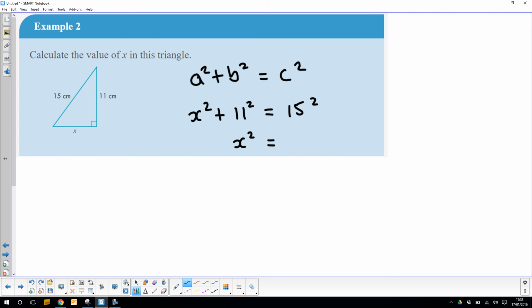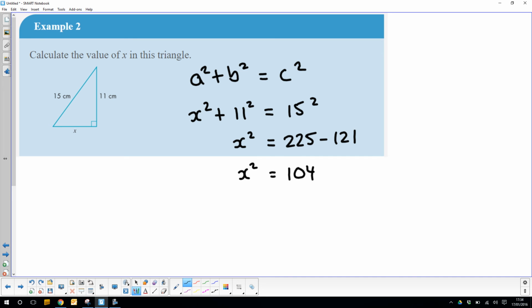I'm also now going to do the squaring at the same time, just to save myself a little bit of an extra line of working. So this is now 15 squared minus 11 squared, but I'm going to put that as 225 minus 121. So x squared equals 225 minus 121, which is 104.